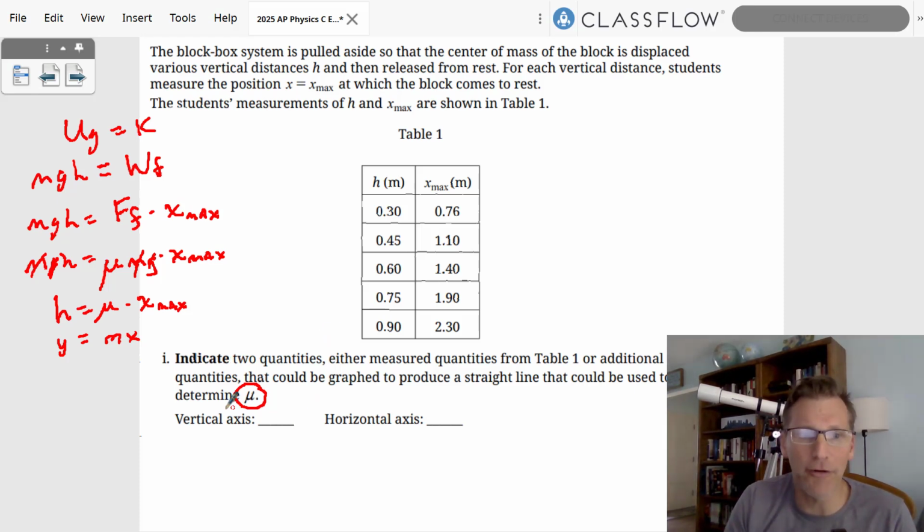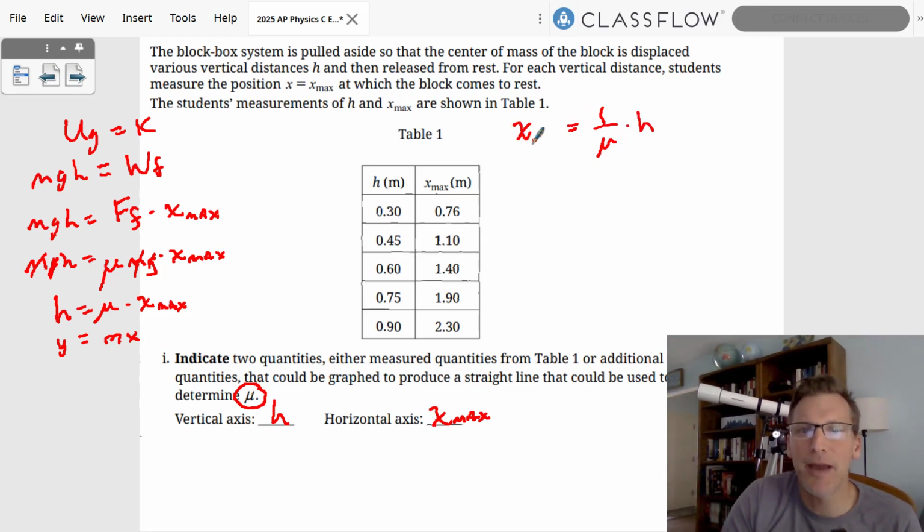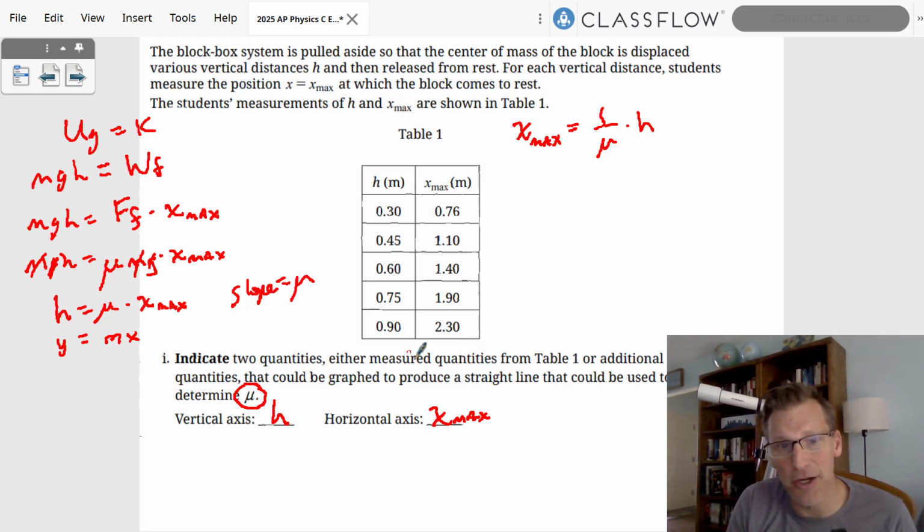What we're going to graph on our vertical axis is height. What we're going to graph on our horizontal axis is x max. Again, if you wanted to switch this around and have 1 over mu times height is equal to x max, you could graph it that way. It's just your slope would be 1 over mu. Since I'm going to graph it this way, my slope is just going to be mu, which is going to be really nice and easy there.